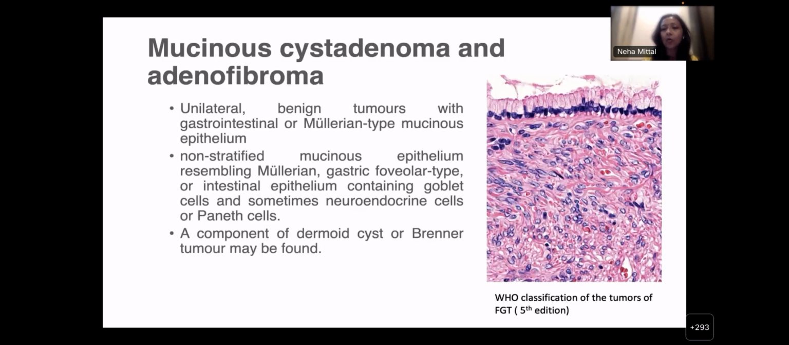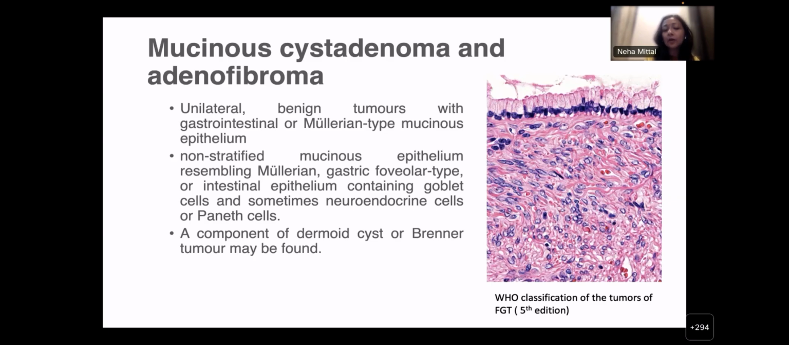There are many others and we'll talk about it. Brenner's tumor is another epithelial tumor. So mucinous cystadenoma and adenofibroma is the benign component. They usually have gastrointestinal and Mullerian type mucinous epithelium. The epithelium is non-stratified. Always remember, this will help you in identifying carcinomas which are simulating mucinous cystadenomas, which is a very common situation in ovary. So epithelium in mucinous tumors will be non-stratified if they are benign.